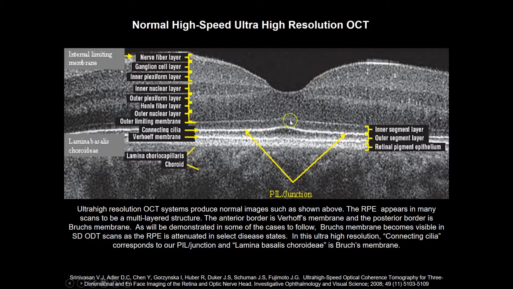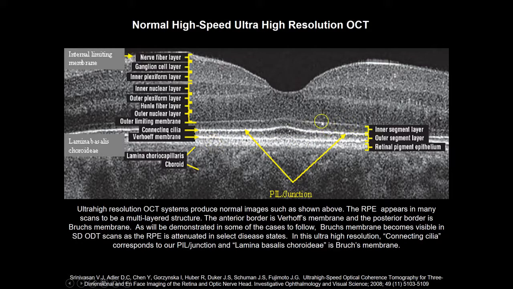And under the fovea, the PIL or junction will be ever so slightly elevated. That's normal. And that's because the outer segments of the photoreceptors are actually a little bit longer and narrower. So this appearance is actually normal. In this cross-section, all the different layers are named, as you can see. The retinal pigment epithelium is down here, almost like a double or a triple layer, if you will. There's a term called Verhoeff's membrane, which has pretty much been rejected. It's not being used anymore.